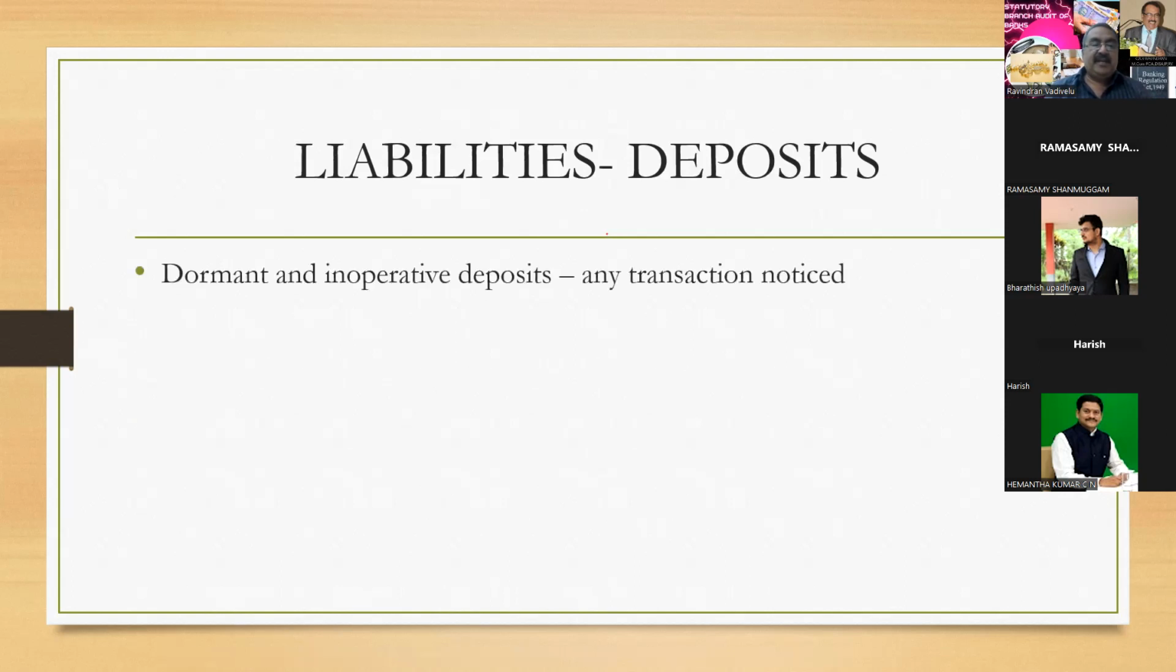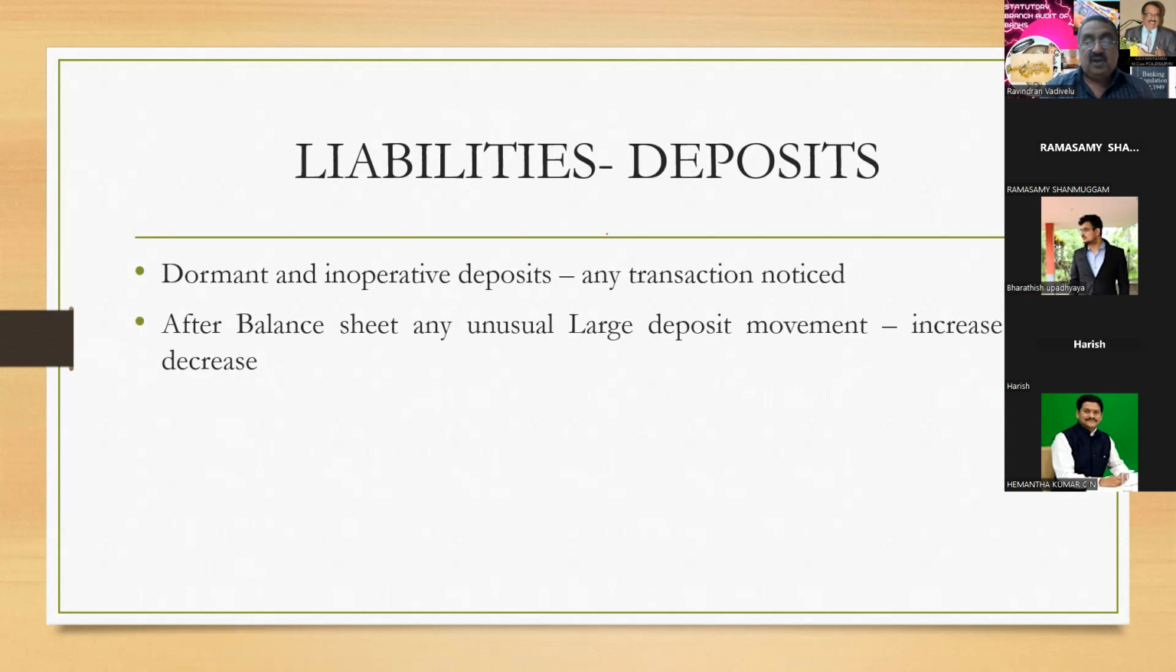Liabilities, deposits. Dormant and inoperative deposits you can see from the transactions. What is the difference between dormant and inoperative? A loan SB account is there, and no transactions are noticed in that account. From the end of one year to another year, it is called dormant. After one year of the account being dormant, it will be transferred to inoperative. This is the basic difference between dormant and inoperative deposits. If any transaction has taken place in dormant and inoperative accounts, it has to be ratified or approved by the branch manager. If there is no branch manager approval and there is any transaction, then that has to be reported separately.